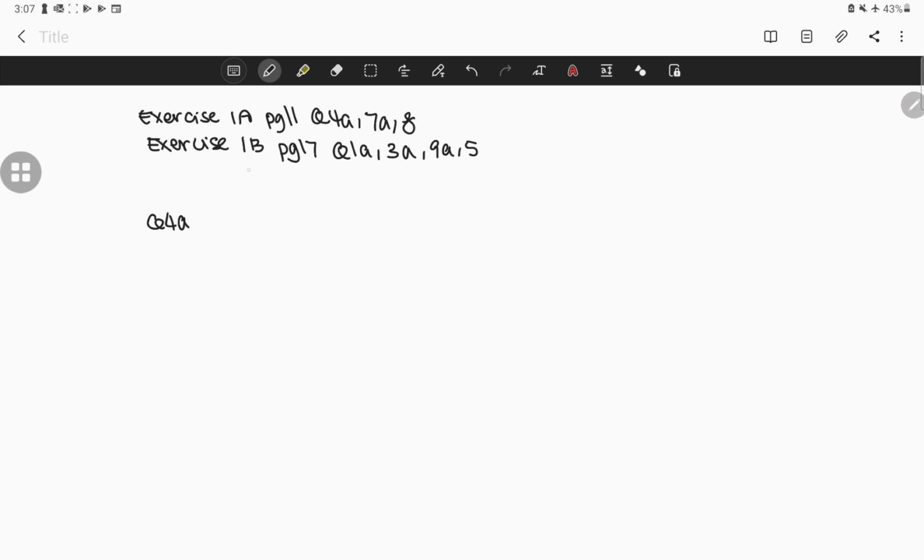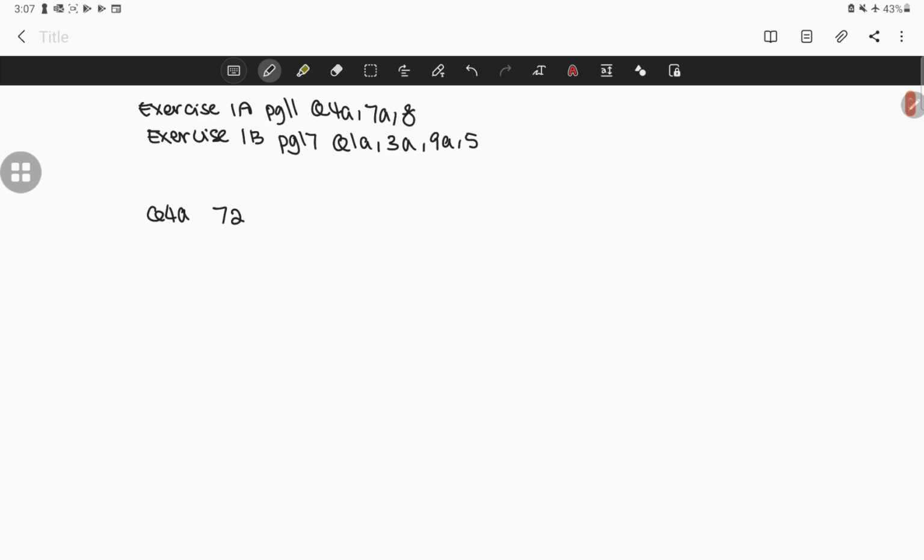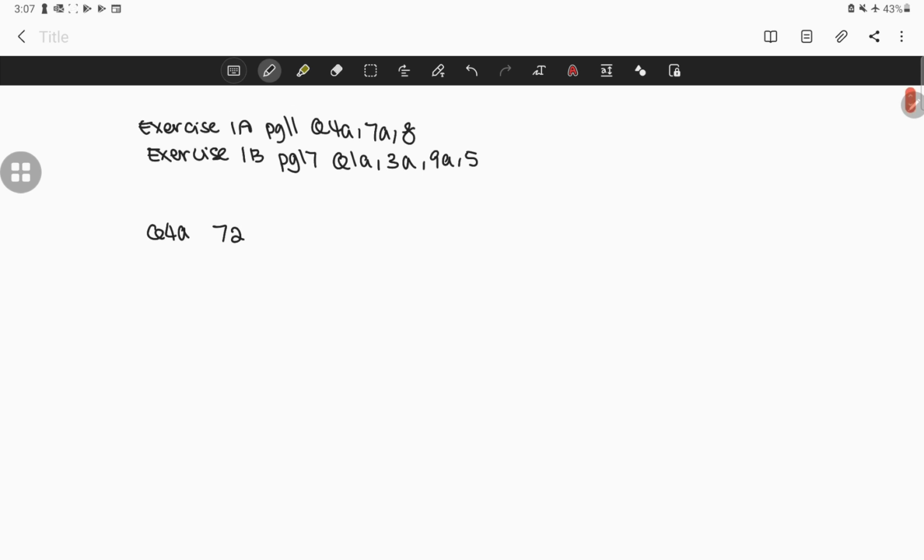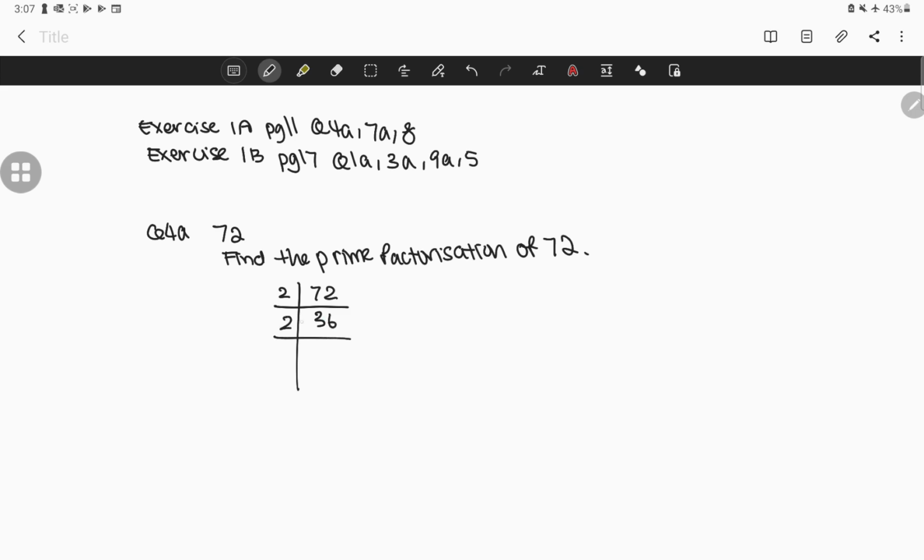Question 4A. You are given 72 and you are asked to prime factorize it. So you find the prime factorization of 72. What you need to do is first draw a line, write 72 on the top right hand corner. 72 can be divided by 2 to form 36, which also can be divided by 2 to form 18. 18 can be divided by 2 again to form 9.